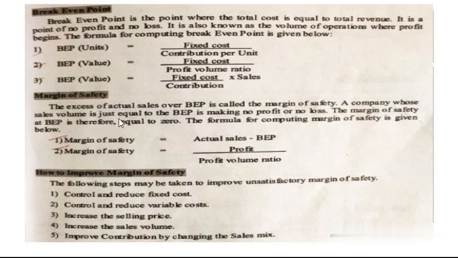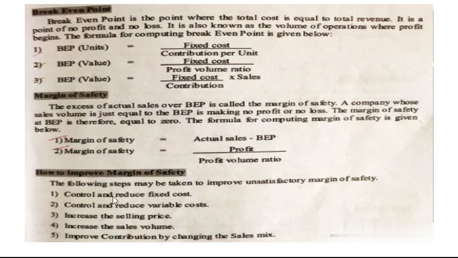If a company's sales volume is just equal to the break-even point, it is making no profit or no loss. So the margin of safety at break-even point is therefore equal to 0. The formula for computing margin of safety is given below. Margin of safety is equal to actual sales minus break-even point. The difference of sales and the break-even point will give you the margin of safety. If sales and break-even point are not given, then you should use the formula margin of safety is equal to profit divided by profit volume ratio. Looking at this formula, you will not have a clear picture of how it is used, so please learn these formulas by heart to make sure that when you solve the problems, it will be simple for you.